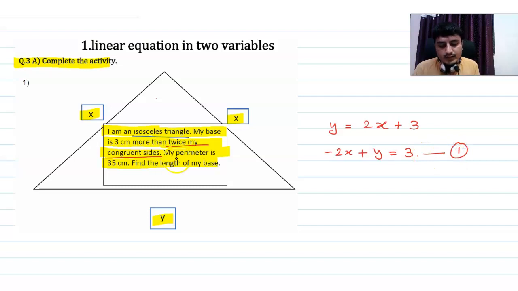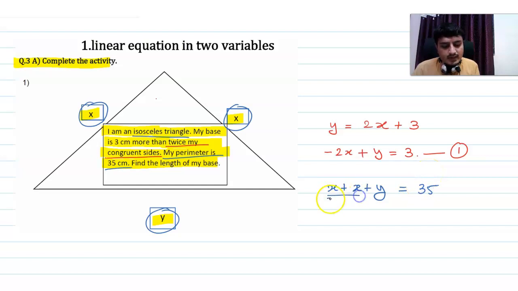Now look at the next condition. We have been given my perimeter is 35 cm. Now what is meant by the perimeter of any polygon? We might say the sum of all sides is known as the perimeter of a polygon. Here the polygon is a triangle, and that is an isosceles triangle. So the sum of all sides, the sides are x, x and y respectively. So we have to add all three sides of the triangle. That is the perimeter of the triangle, and we have been given 35.